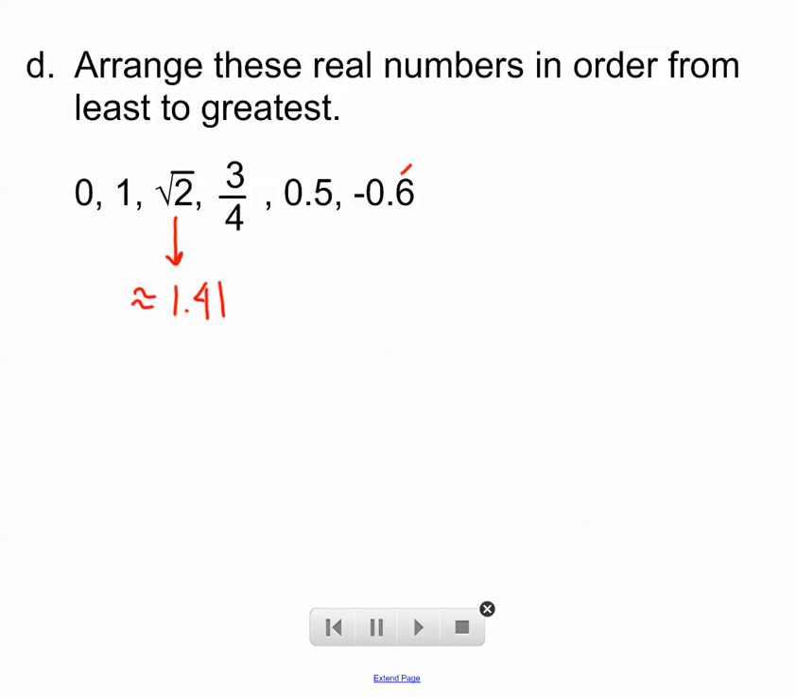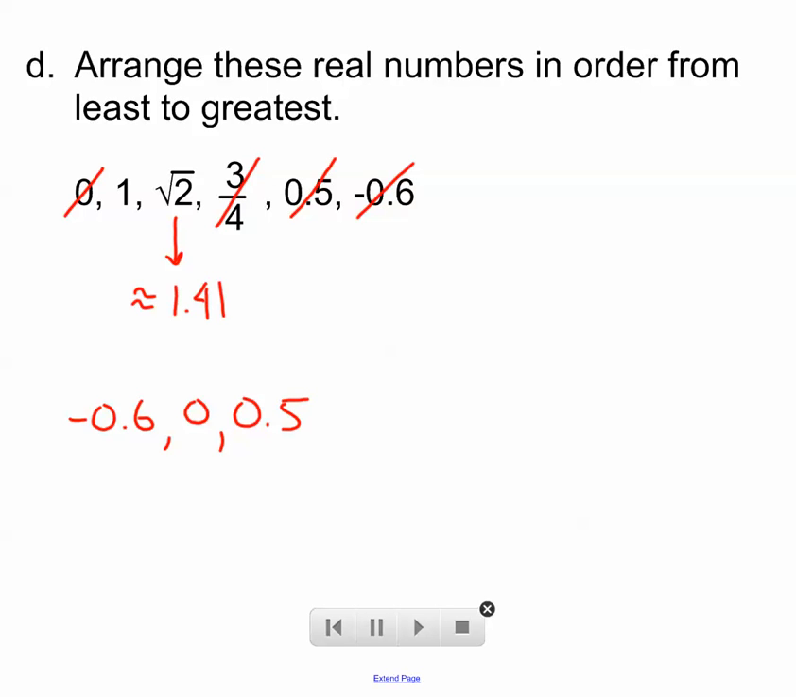So let's go here. We got the negative number, obviously our smallest. We got 0 is going to come up next. And then we've got decision making here. Which one's bigger, 3/4 or 0.5? 0.5 is smaller. Actually, that's the more important thing.